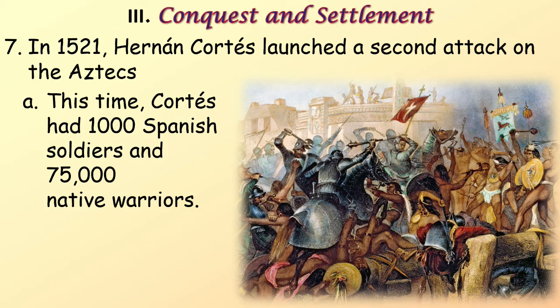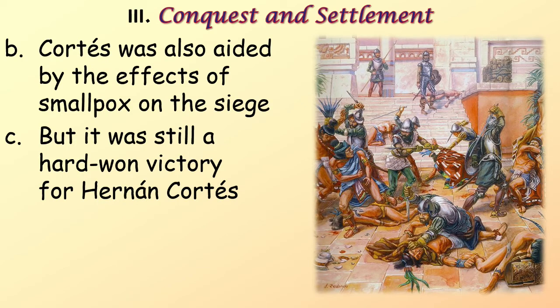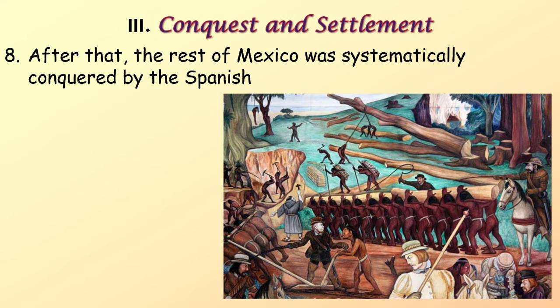Well, in 1521, Hernán Cortés launched a second attack on the Aztecs, and this time Cortés had 1,000 Spanish soldiers and, get this, 75,000 native warriors. Cortés was also aided by the effects of smallpox on the siege. But even with all that, it was still a very hard-won victory for Hernán Cortés. And after that, the rest of Mexico was systematically conquered by the Spanish, place by place.